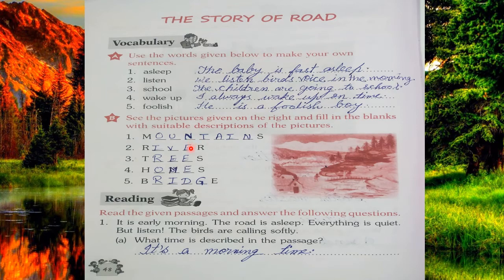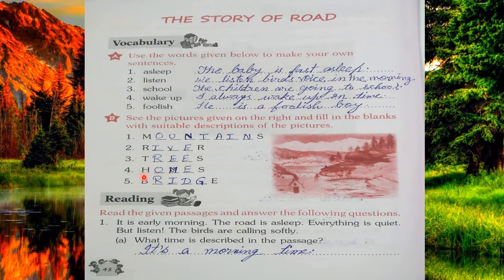What's the word here? Here the word is mountains. Here you can see in this picture mountains, okay. Second is, the first letter is R and last letter is R, so the word will be river. What's the word? River, R-I-V-E-R, river. Here you can see river. Next is, the first letter is T and last letter is S, so you can write trees, okay. What's the word? Trees, T-R-E-E-S, trees. Here you can see trees.